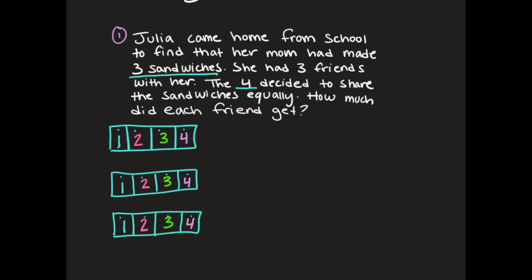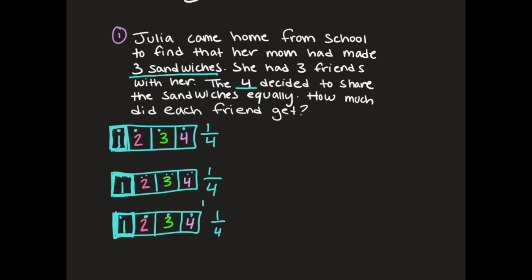So now I need to go back and see, okay, how much did each friend get? So I'm going to look at this blue number 1. So right here, friend number 1 is getting 1 piece out of 1, 2, 3, 4 total. And again, coming down to this sandwich, this blue friend is getting 1 piece out of 1, 2, 3, 4 total. And finally again, friend number 1 is getting 1 piece out of 1, 2, 3, 4 total.